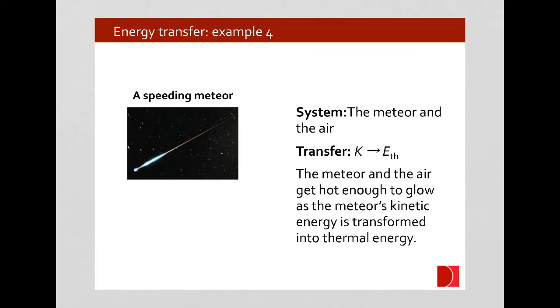The final example of energy transfer that we'll consider is for a speeding meteor. In that case, a meteor is falling into the Earth's atmosphere at a very great rate of speed. And in that situation, the meteor has a large amount of drag, and that drag is a force of friction, and that force of friction is going to take away from the kinetic energy of the meteor, and it's going to convert that energy into thermal energy. It's going to heat up the air around the meteor, and it's going to heat up the meteor itself, causing it to partially melt.